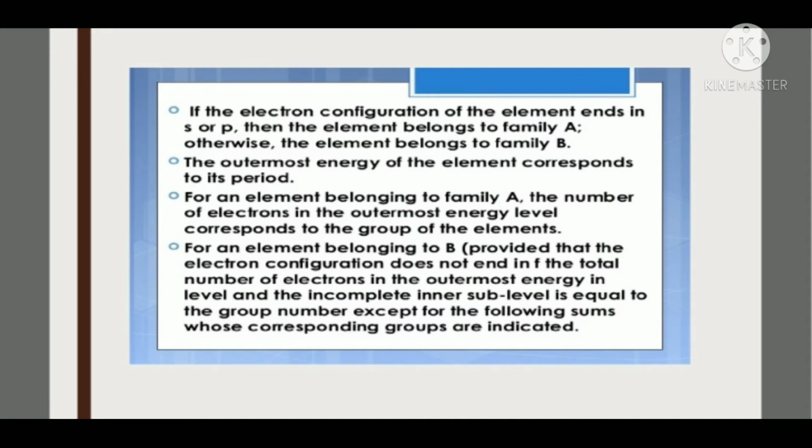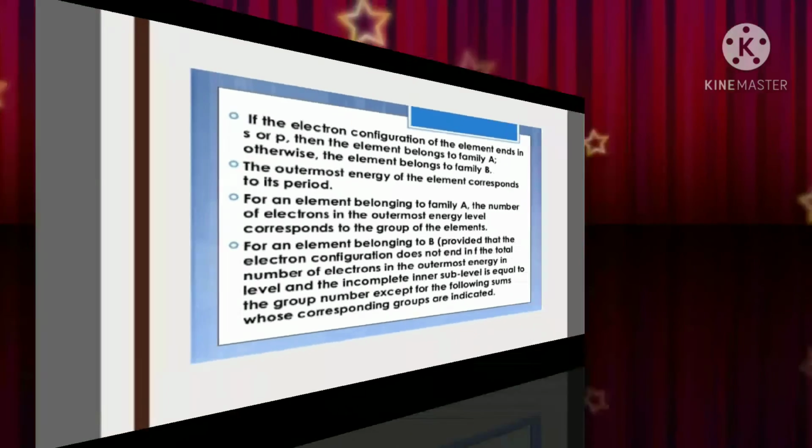Guideline number 2. The outermost energy level of the element corresponds to its period. Guideline number 3. For an element belonging to family A, the number of electrons in the outermost energy level corresponds to the group of the element. For an element belonging to family B, provided that the electron configuration does not end in d0, the total number of electrons in the outermost energy level and the incomplete inner sublevel is equal to the group number, except for the following sums whose corresponding groups are indicated.